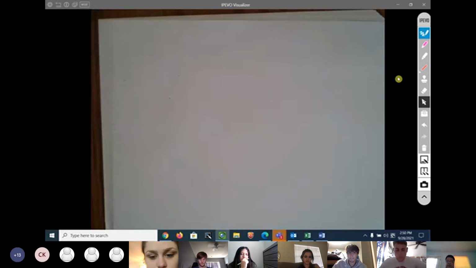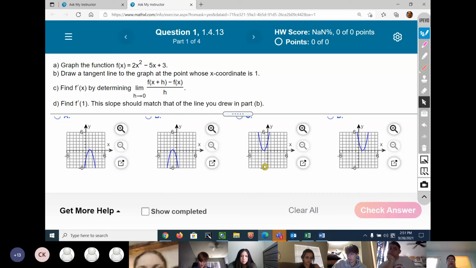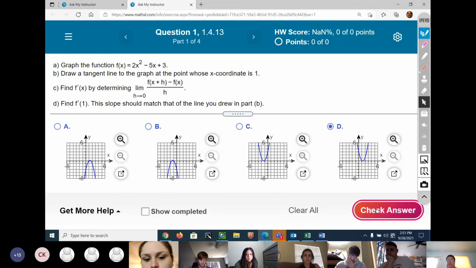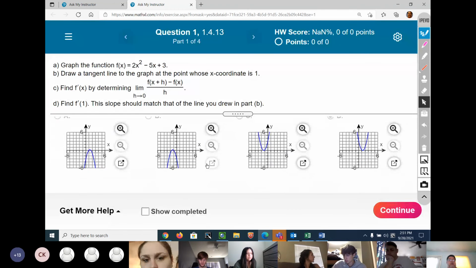So with that, I'm going to jump into 1.5 homework questions, which I thought all these were. I didn't know there was 1.4 in there. So we need a y-intercept of 3, and it's opening upward. So I would say it's one of these two. I don't see, let's see, y-intercept here. I don't know which side it's on, so I'm going to say D.